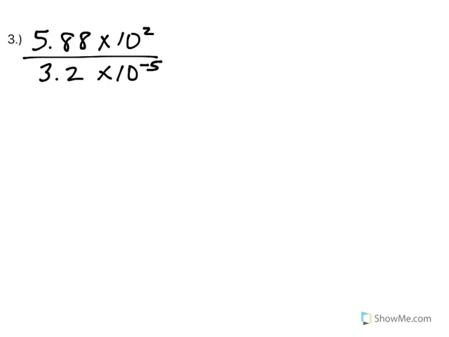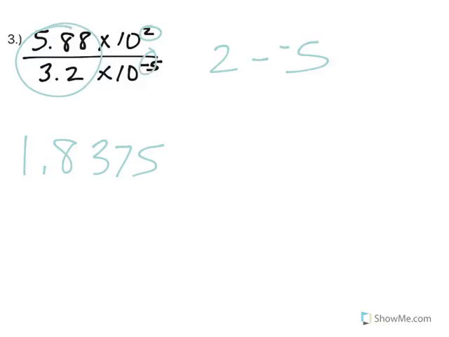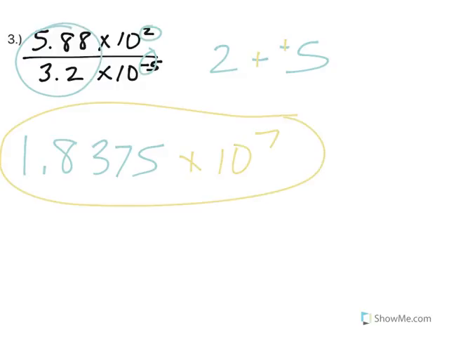Number 3, again, we're going to divide. So I start with my numbers. 5.88 divided by 3.2, and I get 1.8375. That's between 1 and 10, so we're good. Now I'm going to subtract my exponents. Darn it. 2 minus negative 5. 2 negatives is a positive, so this makes us times 10 to the 7th in scientific notation.